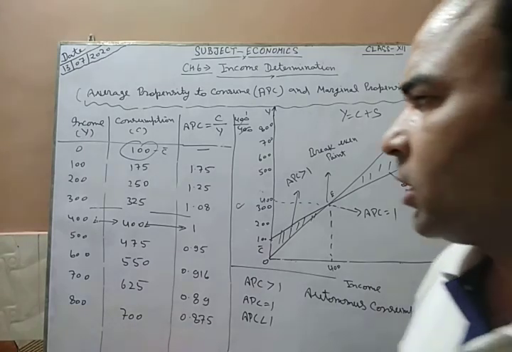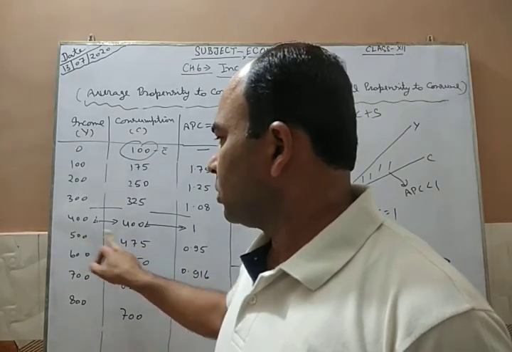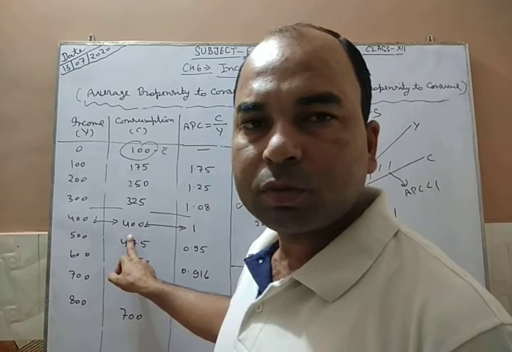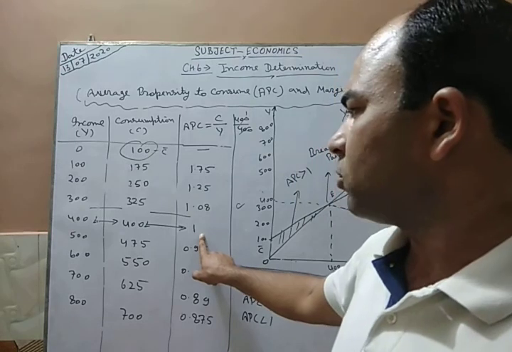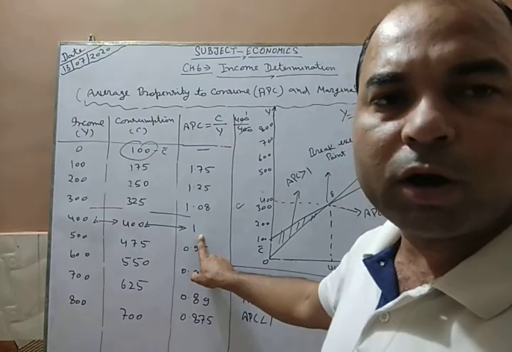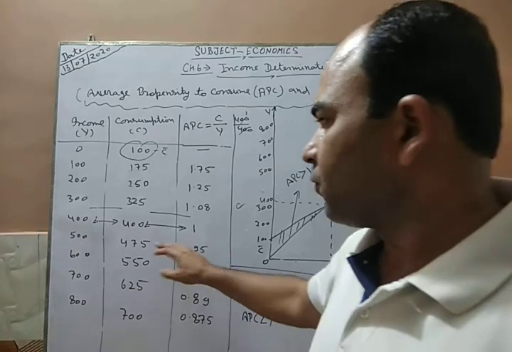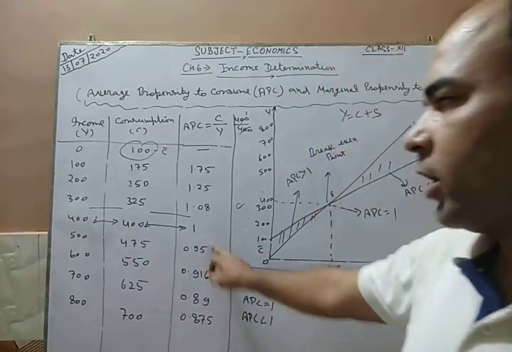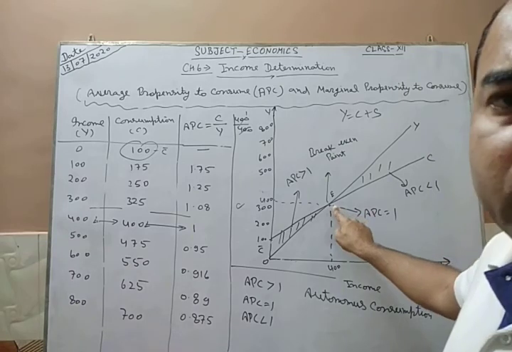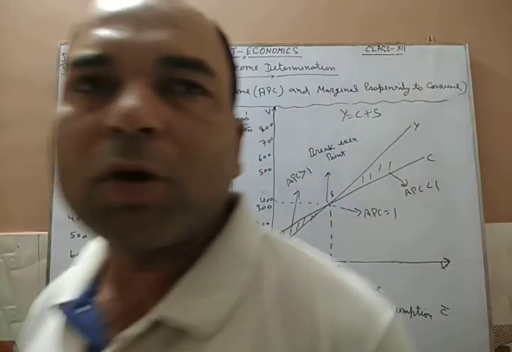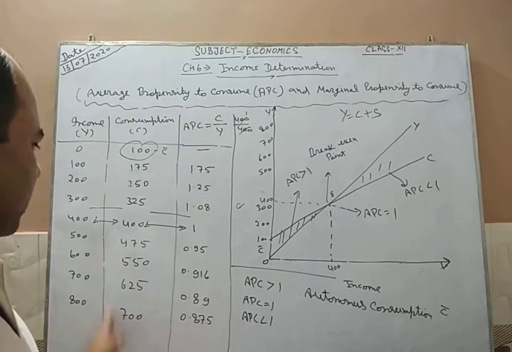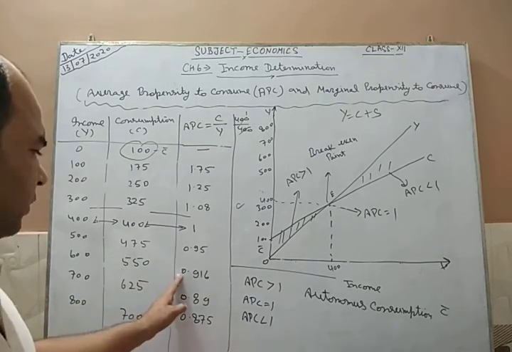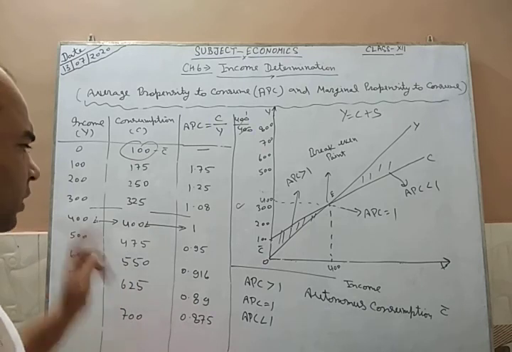At the break-even point, APC is equal to 1, because consumption is equal to income. At this point APC is equal to C upon Y, and C is equal to 400 and Y is equal to 400. So 400 divided by 400 will be 1. This situation is at point E in the diagrammatic presentation, and in economics terminology it is known as the break-even point. I hope this is clear. And after the point APC is less than 1, when income is greater than consumption.